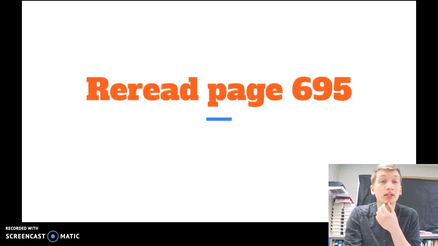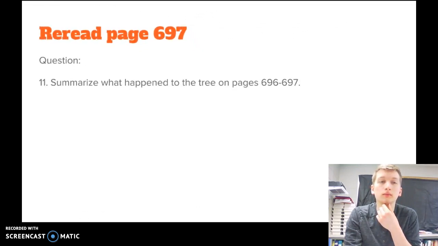Now reread page 695, and that's all you have to do on that page. Please reread 696, and again, that's all you have to do on that page. Now reread page 697 and answer the following question. Number 11. Summarize what happened to the tree on pages 696 and 697. So what happened between the last two pages to the tree?